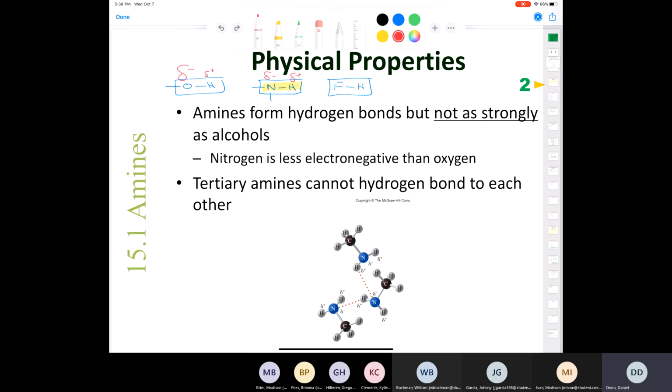Well, that hopefully makes sense to you, because if I have a tertiary amine, I have only R groups attached to my nitrogen. I don't have any hydrogen, so I have no nitrogen-hydrogen bonds in a tertiary amine. So we cannot have hydrogen bonding between two tertiary amines.